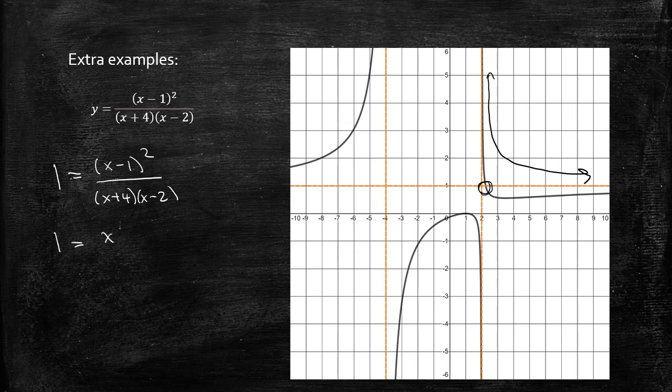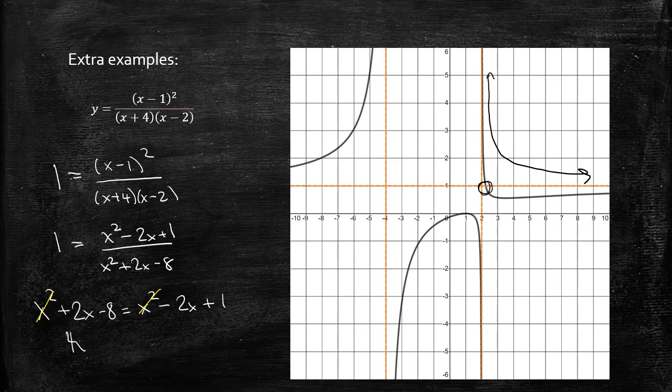And let me multiply this out. So x squared minus 2x plus 1 in the numerator, x squared plus 2x minus 8 in the denominator. So cross multiply, we get x squared plus 2x minus 8 is equal to x squared minus 2x plus 1. Subtract x squared from both sides, those will go away. Add 2x over, so we then have 4x. Let's add 8 over, so we'd be at 9. So x is equal to 9/4, or 2 1/8.